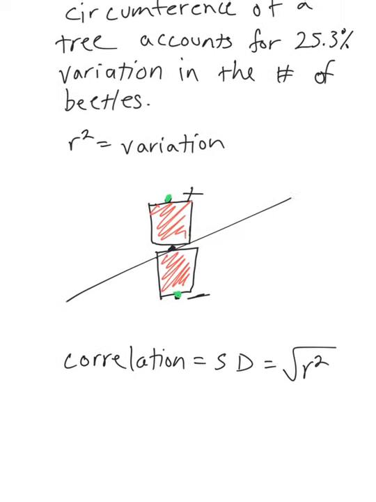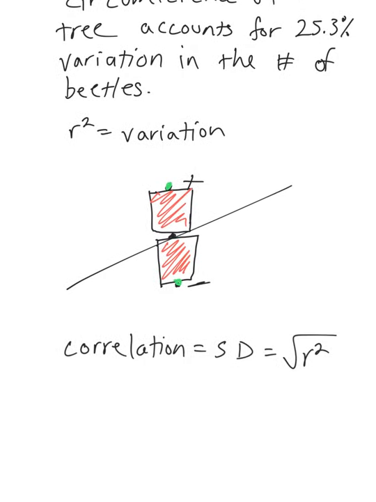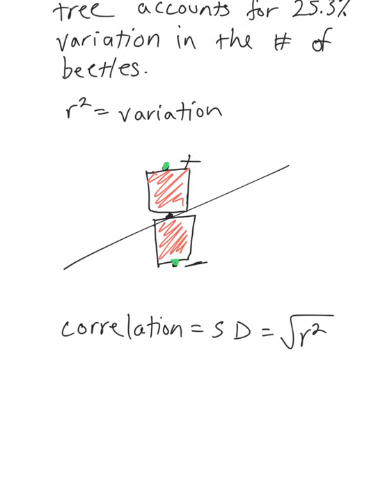So we go back up to our 25.3%. Remember, as a percent, it's actually 0.253. To find the correlation, we just take the square root of that. And from that, I get 0.5 in terms of my standard deviation. So that means for the circumference, my standard deviation is 0.5 either positive or negative.